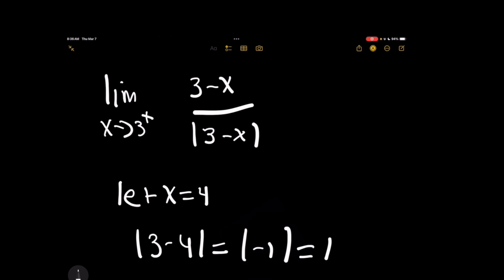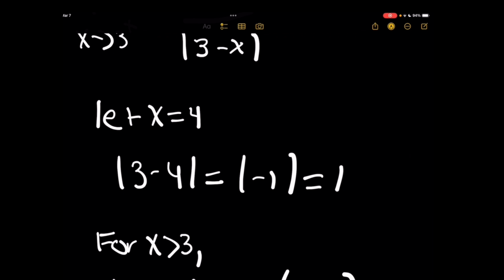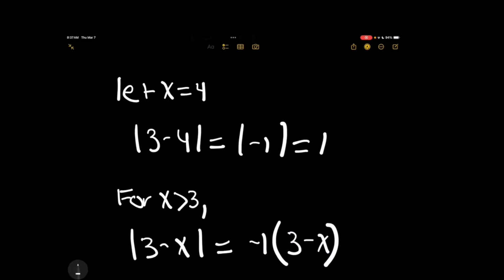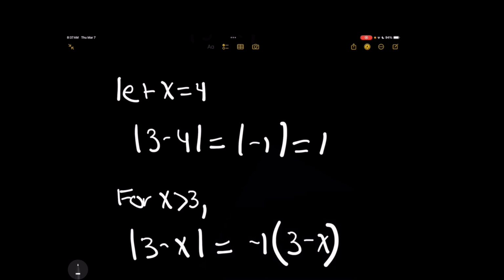And then when you take the absolute value, you are flipping the sign. So in other words, you're basically multiplying the expression by -1, right? So what we can do then is for x being greater than 3, we can rewrite the absolute value of 3 minus x as being the same as -1 times 3 minus x. And if you don't believe me, just plug in some sample values of x that are just greater than 3. I like to do that with trial and error too, just to help me visualize.